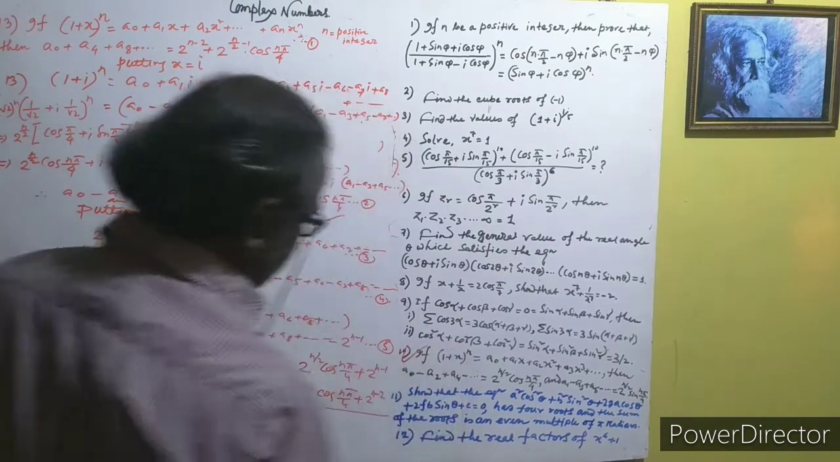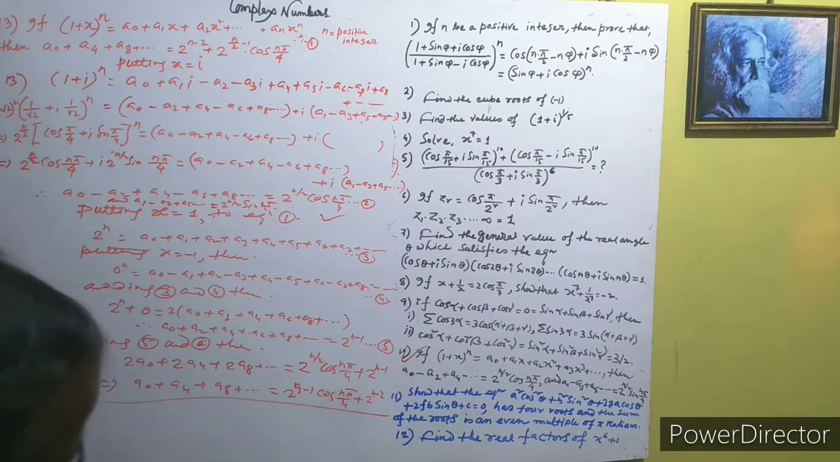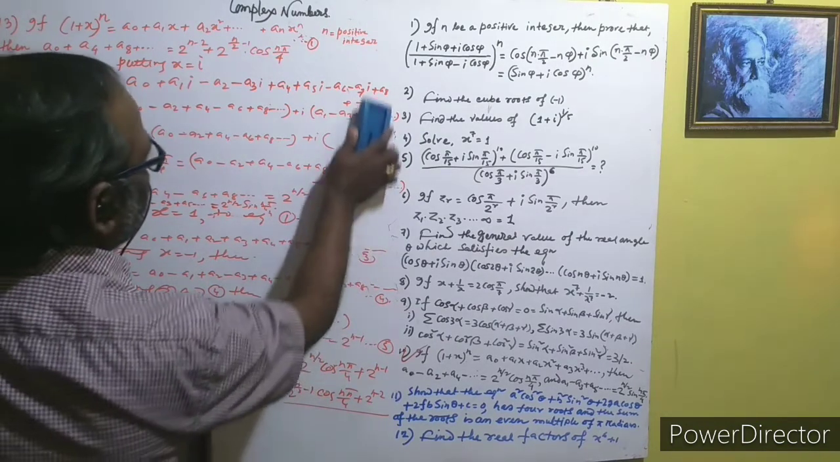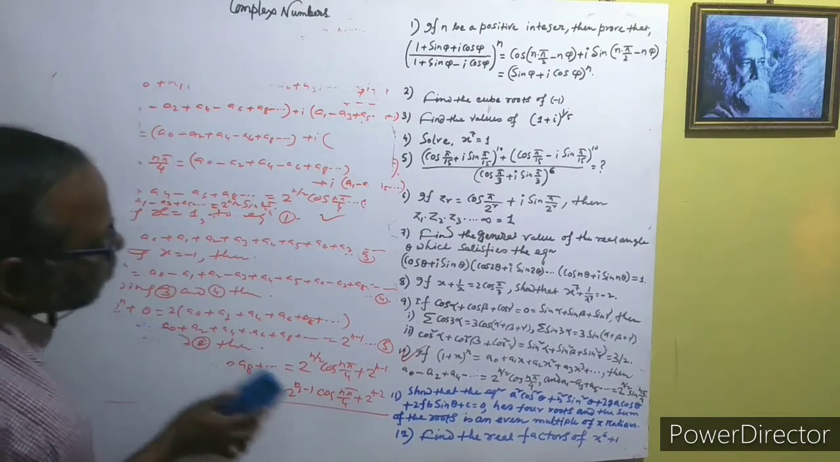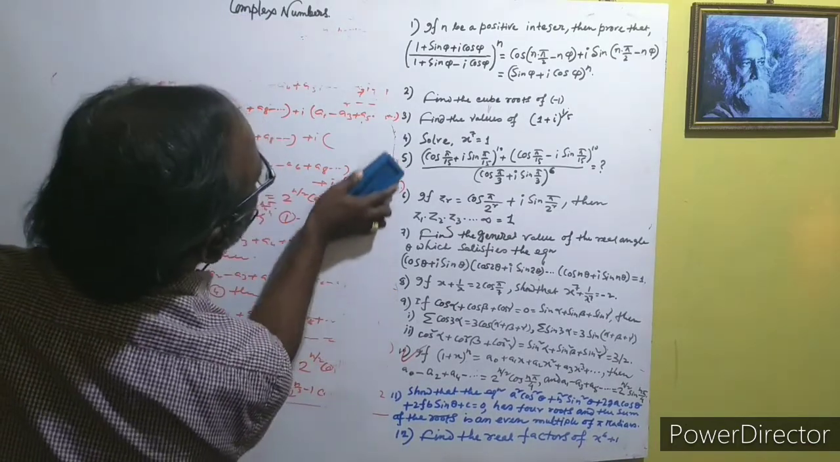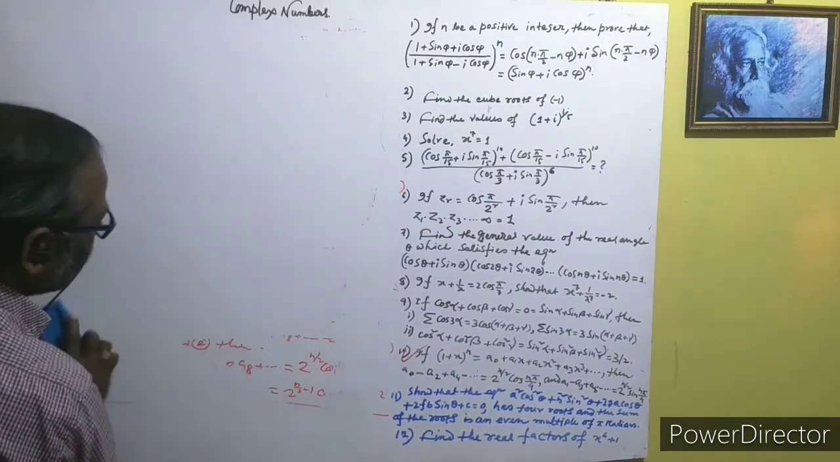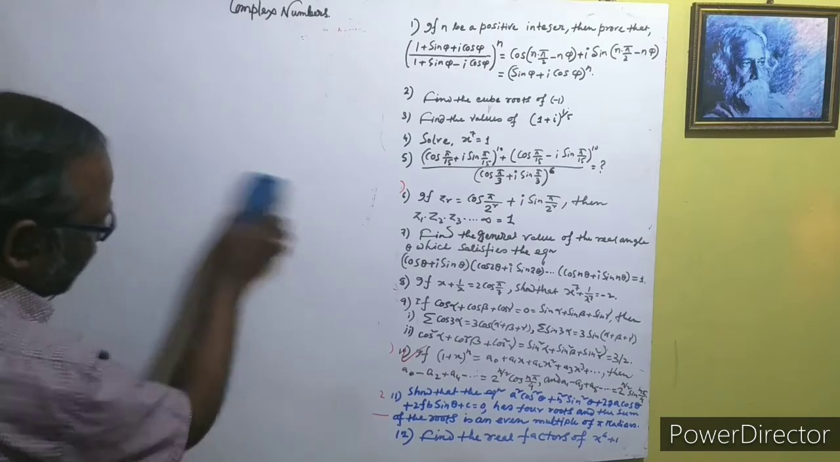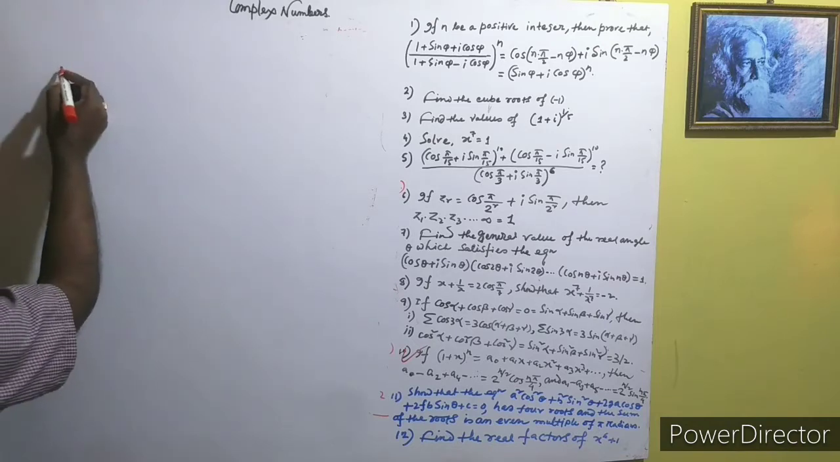Okay, see, now I have to proceed to question number 12. Now find the real factors of x to the 6 plus 1. Real factors of x to the 6 plus 1, that is 12.